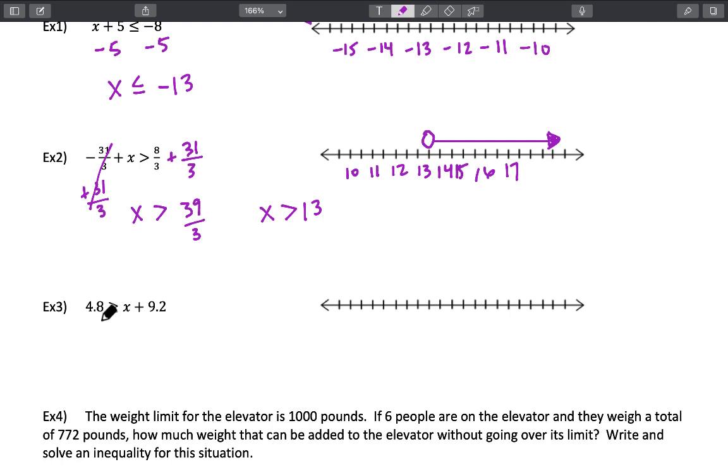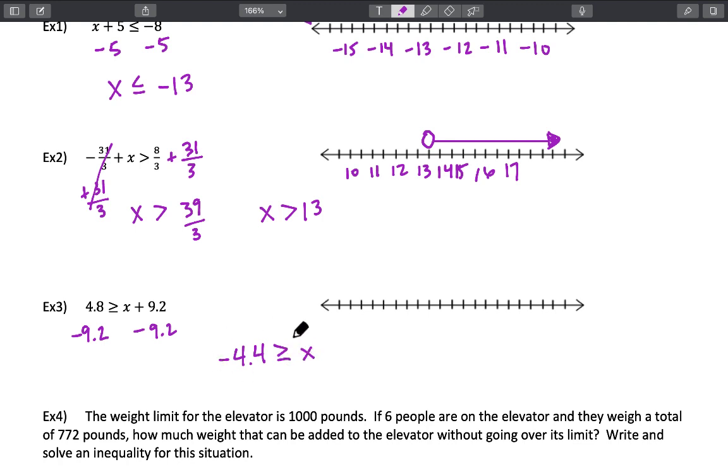In example 3, we have 4.8 is greater than or equal to x plus 9.2. We're going to subtract over our 9.2 in order to isolate our variable. 4.8 minus 9.2 results in -4.4 is greater than or equal to x.